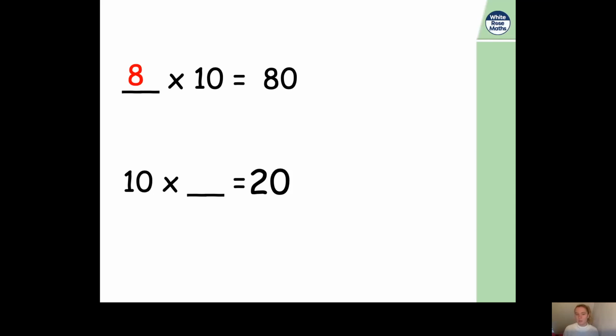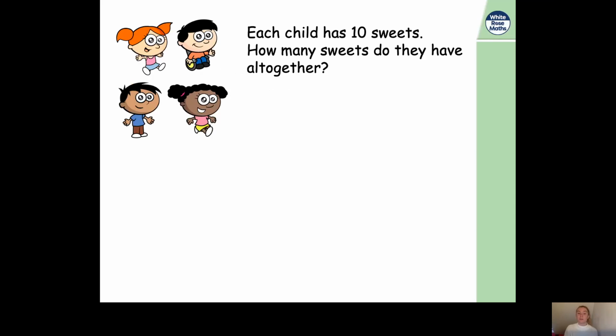So we need to count up in steps of 10 until we get to 20. Are you ready? Let's do this one together again. So 10, 20, stop! We got to 20. And how many steps did we do? Yes, we did 2 steps. So 10 multiplied by 2 equals 20.